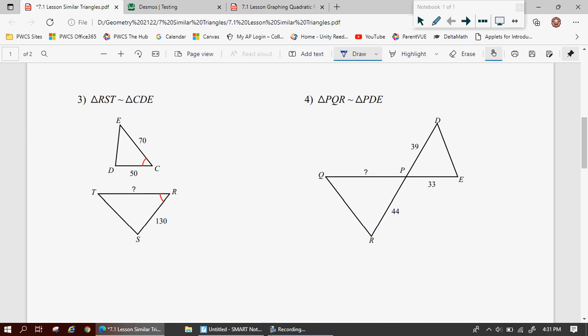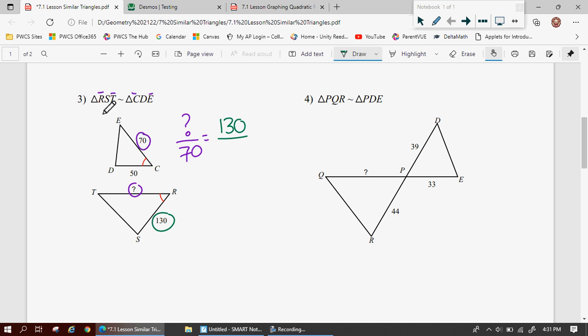So again, I can look at the names to know which matches because it's not quite so obvious. So I'm looking for question mark, that's TR. That's my last letter and my first letter. So I should match that with the last letter, first letter in my other triangle, CE or EC. So I like to put question mark on top. So then I'm going to put 130 on top of the other fraction so that the numbers that I put on top come from the same triangle.